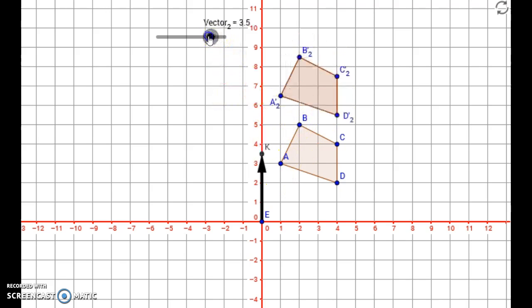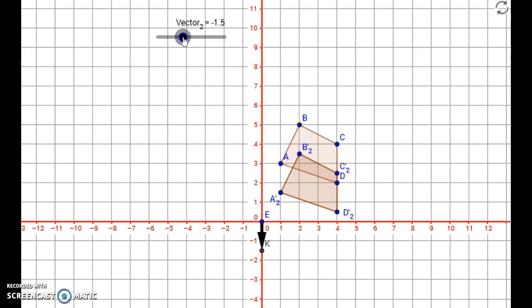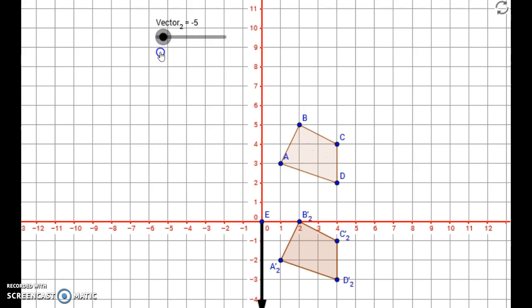Now I will move it down this way. When it becomes 0, it means there is no translation here. You see, when it is 0, there is no translation at all. But now when I move it down like here, by 4, every point is subtracted by 4. So it was 3 minus 4. It is going to negative 1, but X is still 1.